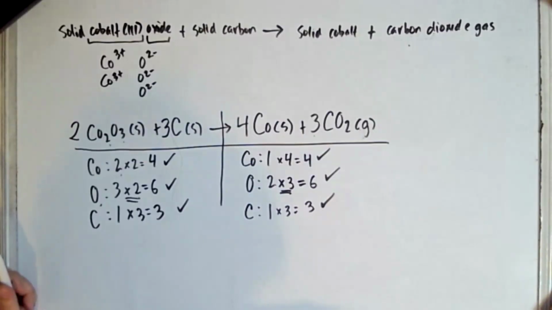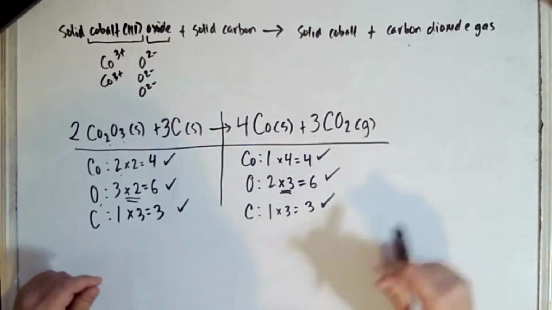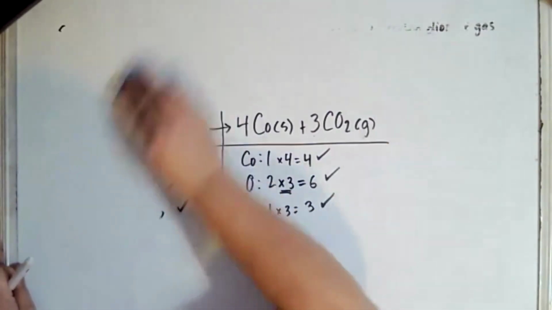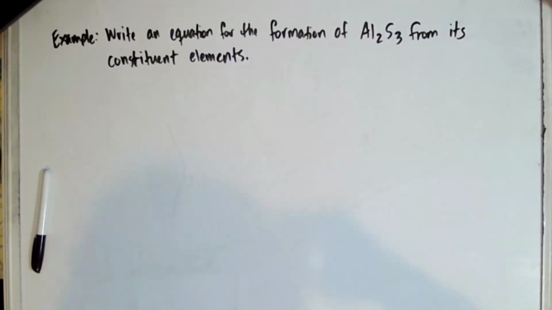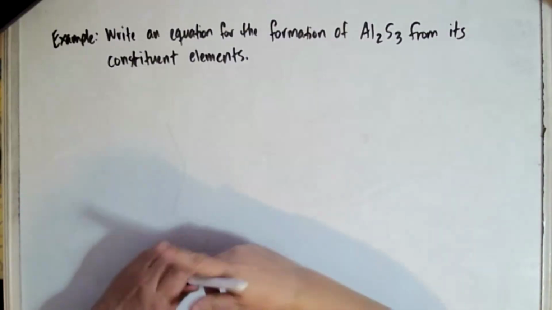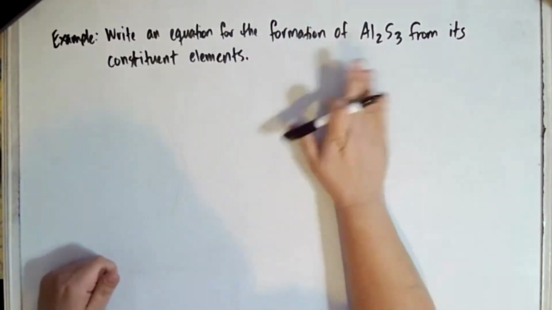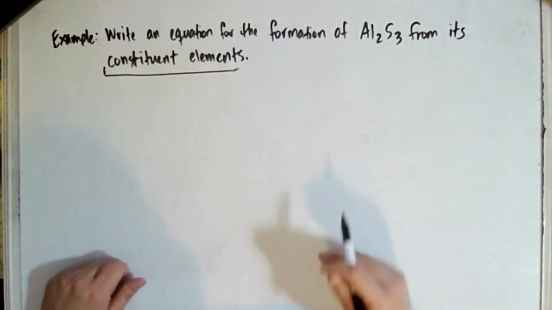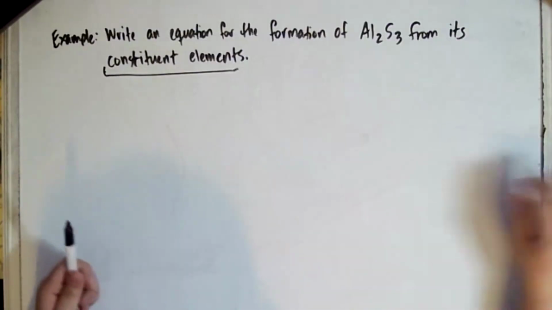So we've got a few to practice here. The next one tells us to write an equation for the formation of Al2S3 from its constituent elements. Let me pause real quick and I'll write the question out here. Okay, so here's a reaction that they've written out. Write an equation for the formation of the Al2S3 from its constituent elements. This means the elements that it's formed from.